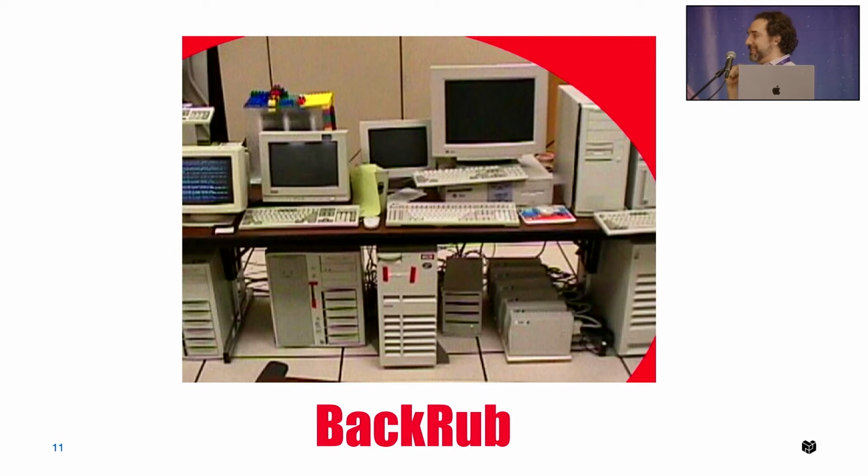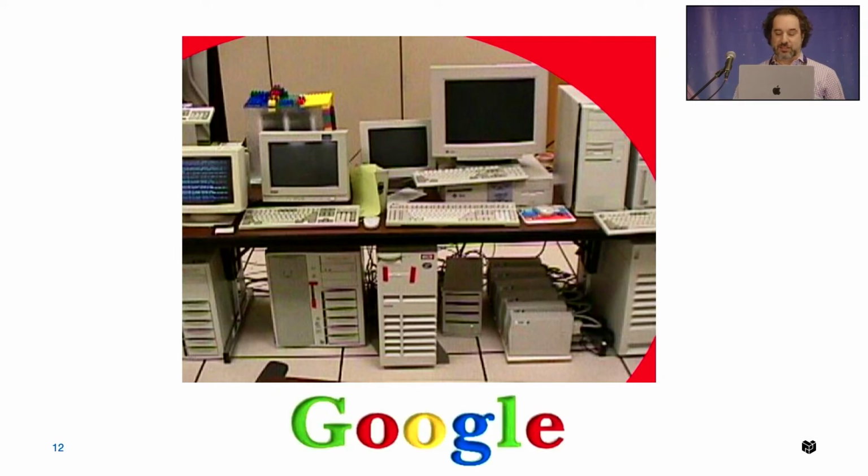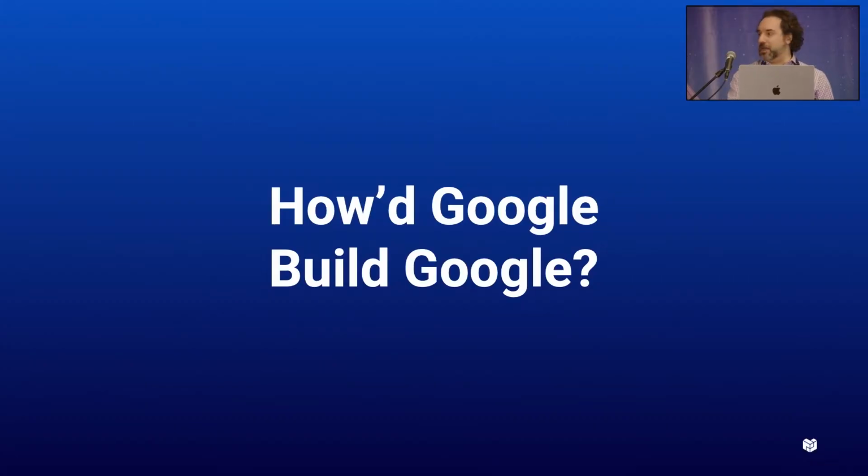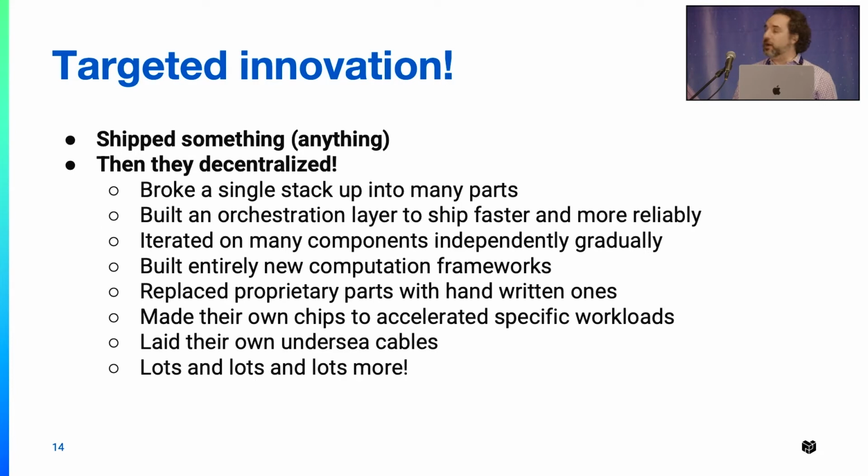So, it was these guys, right? Anyone know who these are? So that's Google, right? That's the first version of Google. And they had to go and build Google, right? What did that involve? Well, the first thing they did was deploy a whole bunch of centralized services.